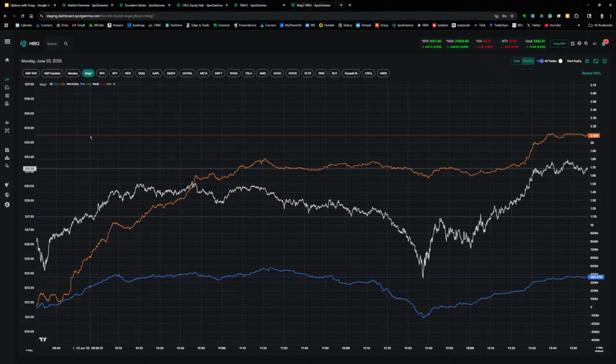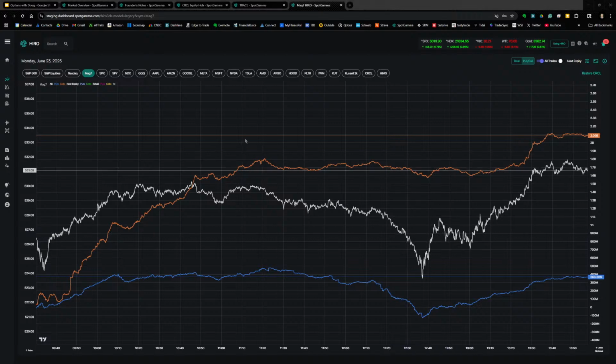So traders are buying calls in the Mag 7 stocks, took their foot off the gas right around 11:20, and then they have resumed buying calls. All right, back to NASDAQ.